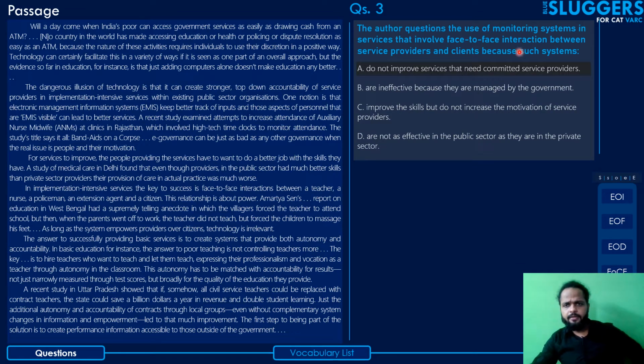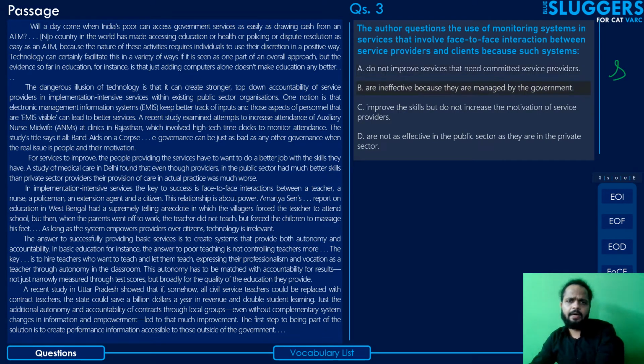So the deployment of these monitoring systems to services that involve face-to-face interaction does not improve services that need committed service providers. So there is the lack of commitment there, and they anyways are not able to address it, and hence they do not improve the services. So this seems to make sense. We'll mark it as a small s at least for now, and then check the other options.